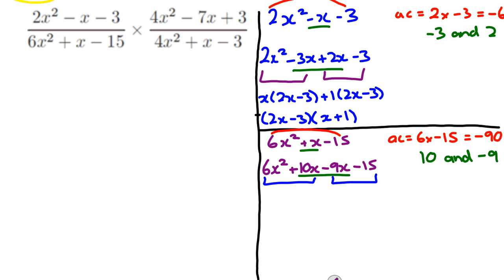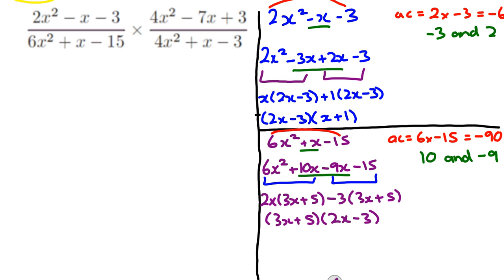6x squared plus 10x, we can take out a 2x, which would leave us with 3x plus 5. Negative 9x minus 15x, we can take out negative 3, divide out negative 3, leaves us with 3x plus 5, and then our brackets are the same. So our factorized version is 3x plus 5, and the remainders go into the other bracket, 2x minus 3. Brill. Now we've just got the other fraction to do.